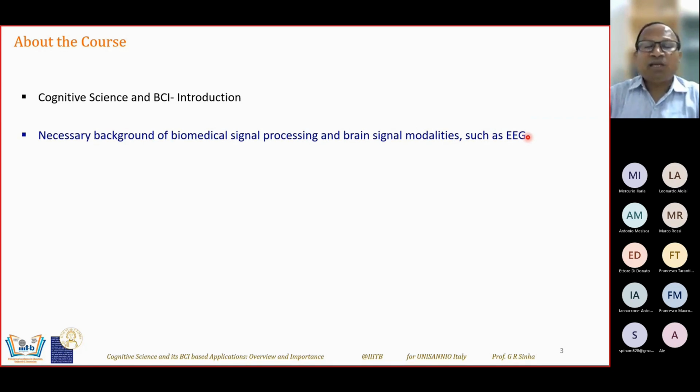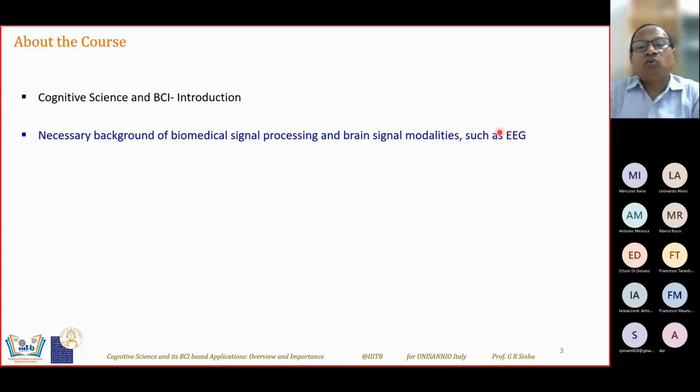You all probably are aware of the different medical image modalities, like CT, computed tomography, X-ray, radiography, magnetic resonance imaging, MRI, functional MRI, ECG, electrocardiogram, and so on. But these are modalities not specific to the brain. But for the brain, EEG is there, MEG is there, functional MRI is there, PET is there, and ECoG is there. We will understand all those modalities.